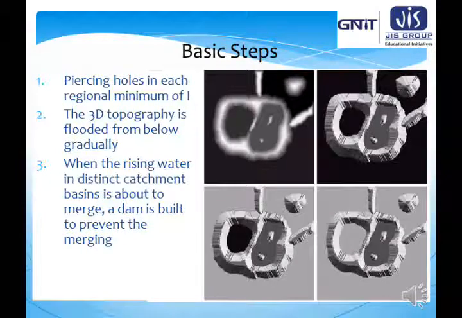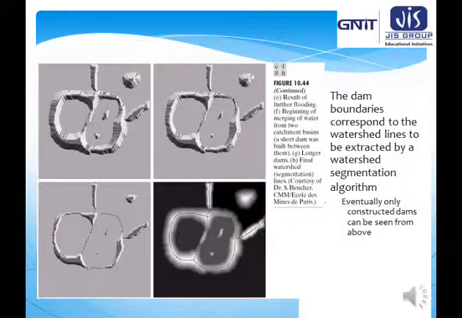These are the basic steps of the watershed algorithm. Here we can see four images very clearly. The first one is punching holes in each regional minimum. The second, the 3D topography is flooded from below gradually. The third, when the rising water from distinct catchment basins is about to merge, a dam is built to prevent the merging process. Here we can see the dam boundaries, which correspond to the watershed lines to be extracted by the watershed segmentation algorithm. Eventually only the constructed dams can be seen from above.